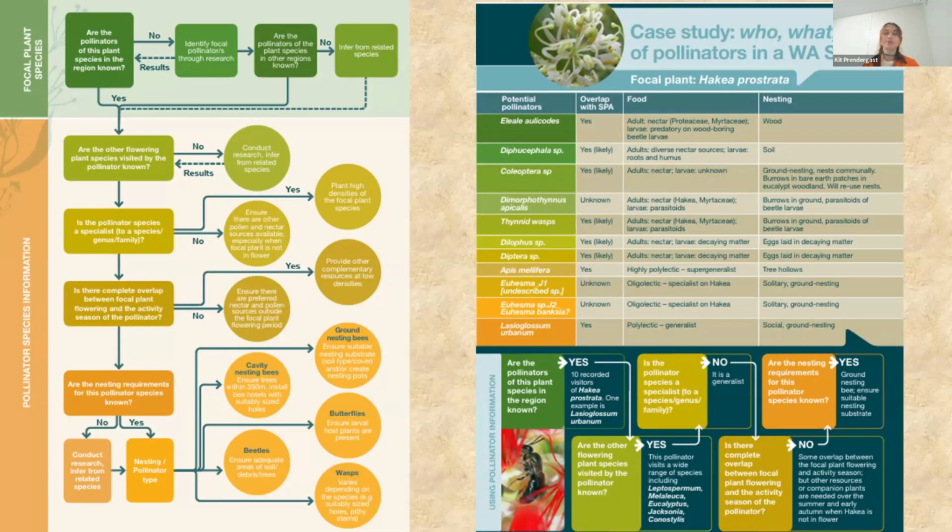So you can see there's Euhesma J1. If we don't describe species, we can't map the distribution. So again, taxonomy is so important. We need to invest in that. And what do they eat? How specialized are they? And what do they nest in, so that we can provide nesting resources for them in and around the SPA.